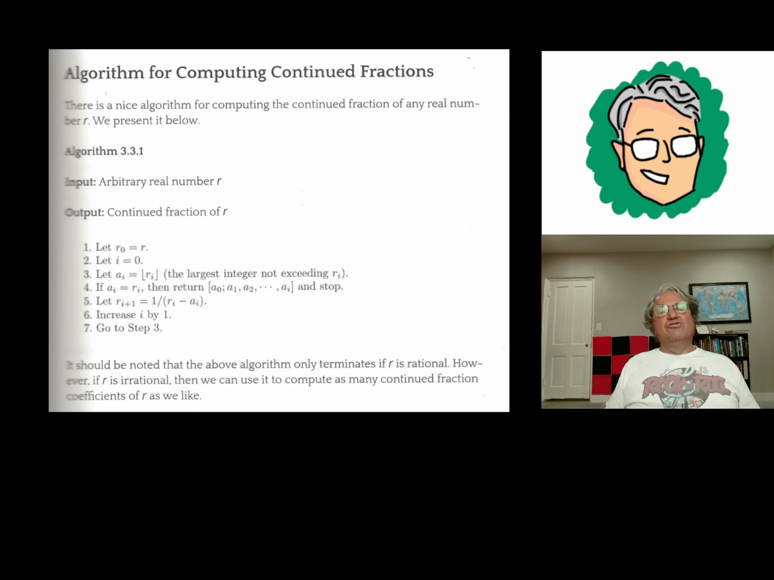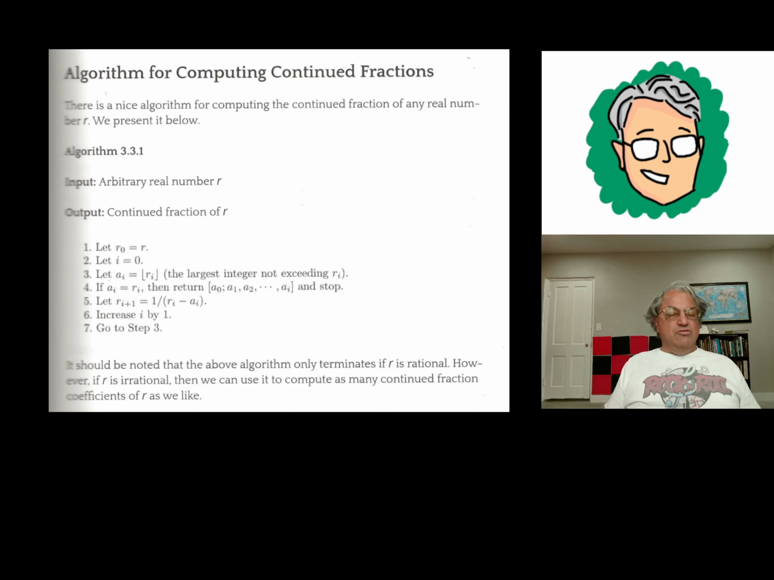Anyway, so here's how the algorithm goes. You start with R0. That's going to be our first real number we're keeping track of. We're dealing with sequences here. We have a sequence of real numbers, which I'm calling R sub I, and we also have a sequence of continued fraction coefficients, which I'm calling A sub I. So we just have to keep track of these in these algorithms.